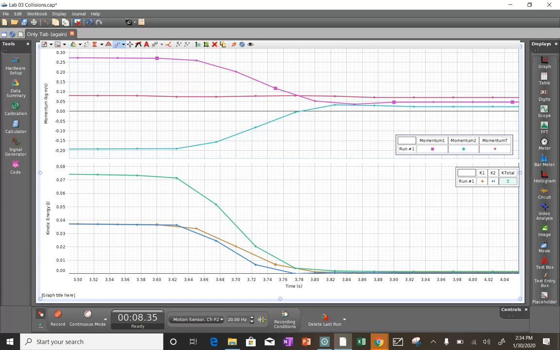That red line stayed constant. Okay, so that means my momentum experimentally was conserved. What about the green line here in kinetic energy? Did it stay constant or did it go up or down? So kinetic energy was not conserved. So now I have my data.